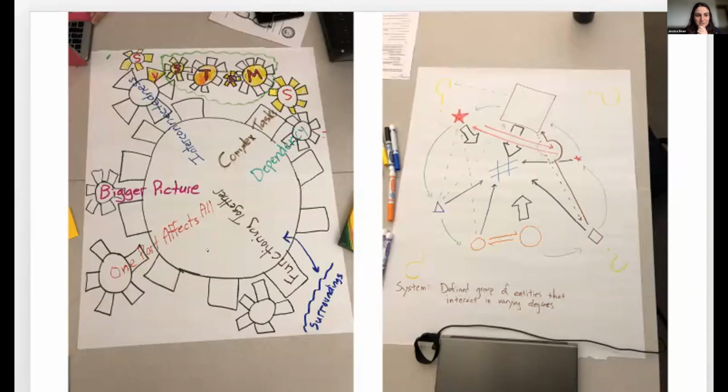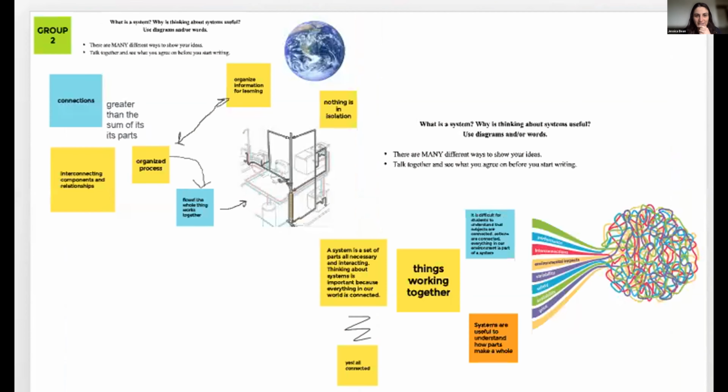Here's some of the examples from in-person workshops I've done, posters, again, with all of the same ideas, similar ideas to what you had come up with, showing interactions and relationships in the bigger picture. Again, lots of different ways to represent those interconnections and relationships.